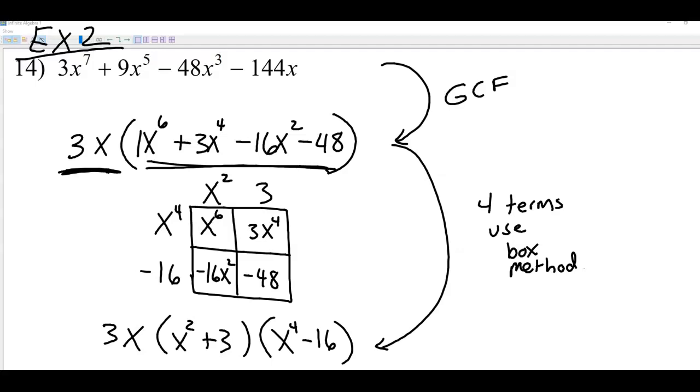How do you determine what matches up in the parentheses? Now, explain what you mean, what matches up. The x squared plus 3 and the x to the 4th minus 16. How do you decide which ones go together or not? So the x squared and 3 go together because they're both on the top, and then these go together because they're on the side.